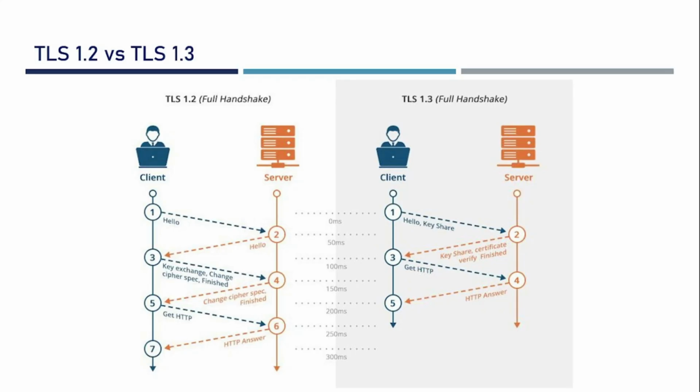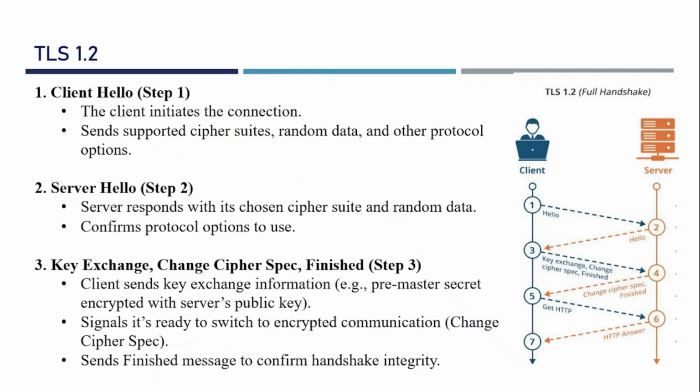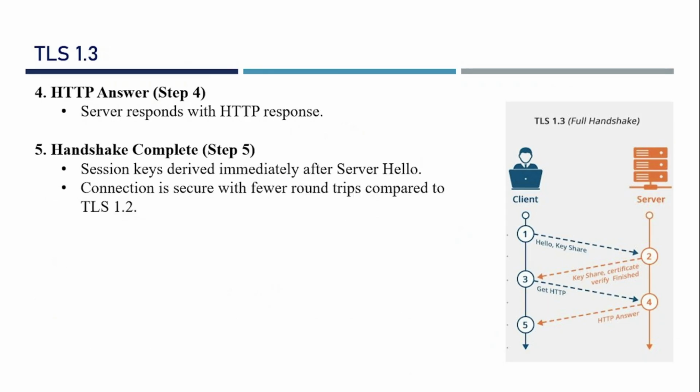As for security improvements, old weak algorithms like RSA key exchange and SHA-1 are gone. Forward secrecy is mandatory here. It also prevents downgrade attacks, replay, and certificate manipulation. In 1.3, it gives us both speed and security, which is why modern browsers and sites use it by default. So this is each step explained in detail. You can check it out if you want to.